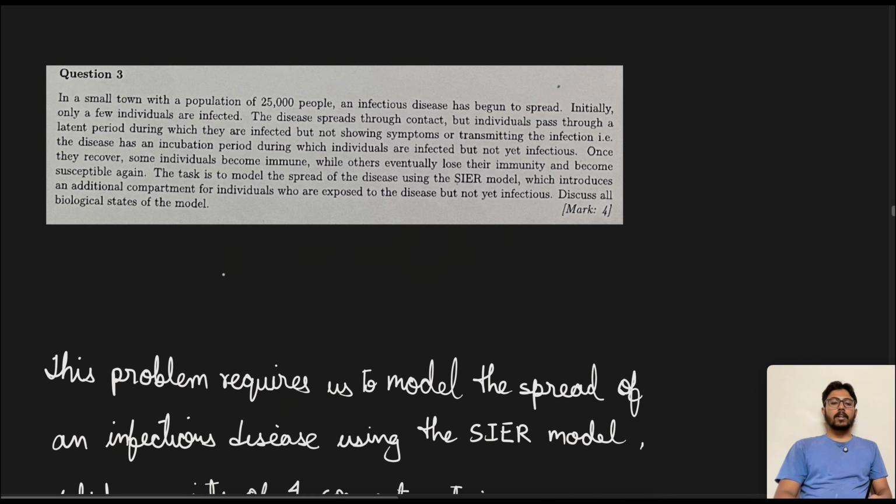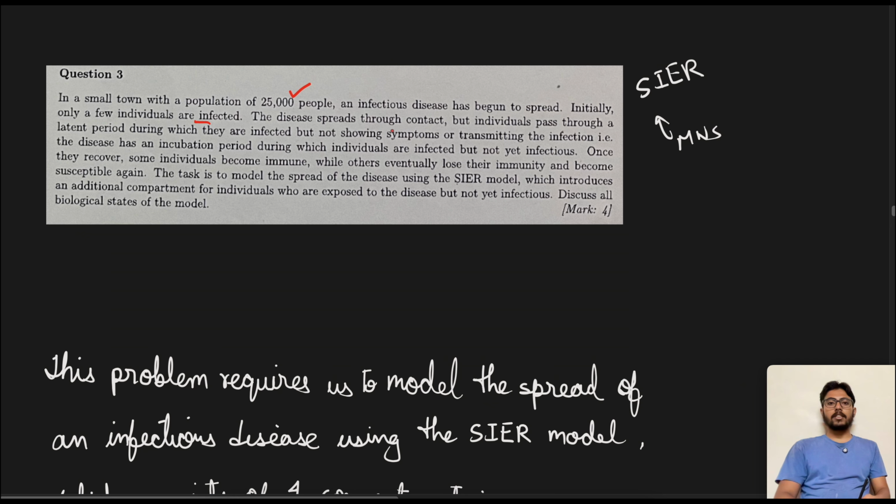Today we are going to look at another problem which is taken from the SEIR concept coming from modeling and simulation, right? So we'll go and read the question first and then resolve the problem step by step. In a small town with population 25,000 people, an infectious disease has begun to spread. Initially, only a few individuals are infected.